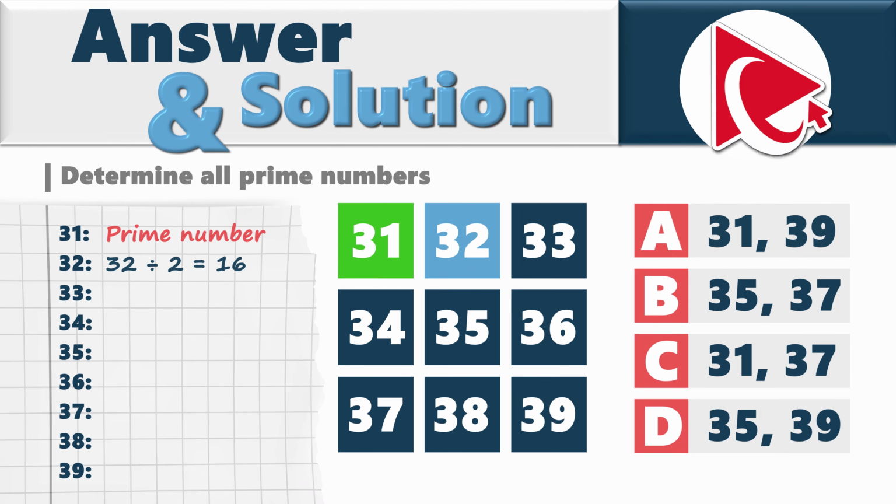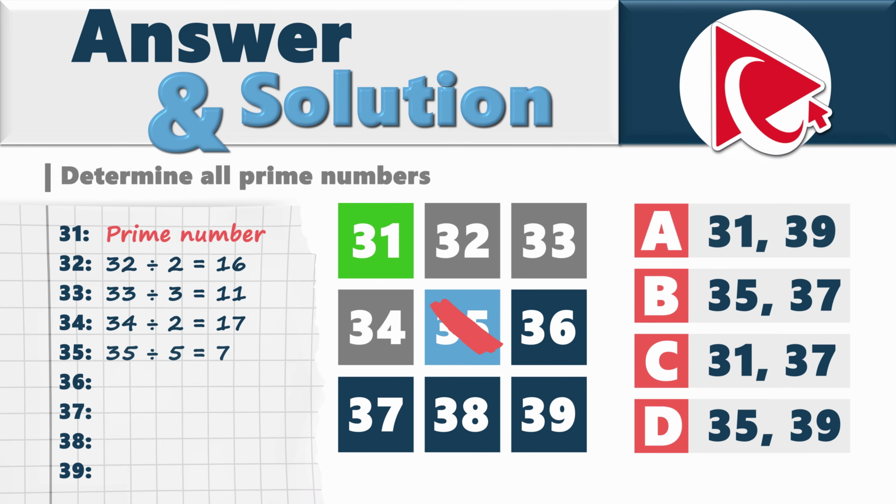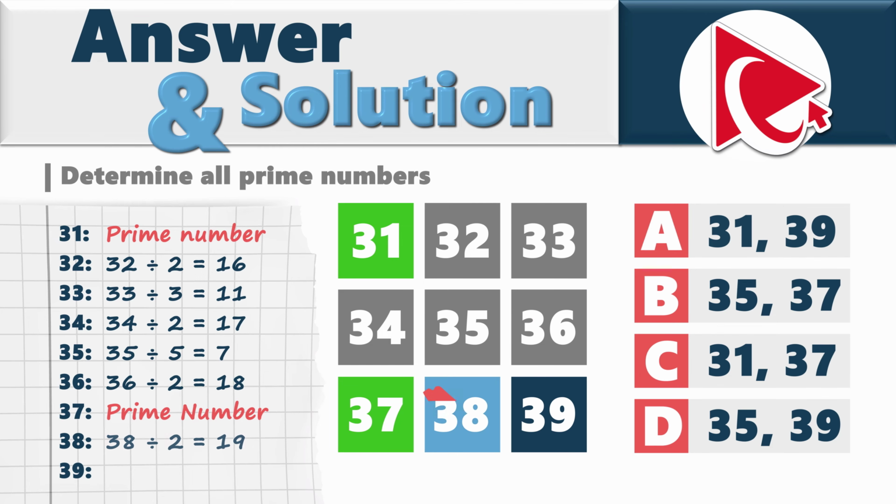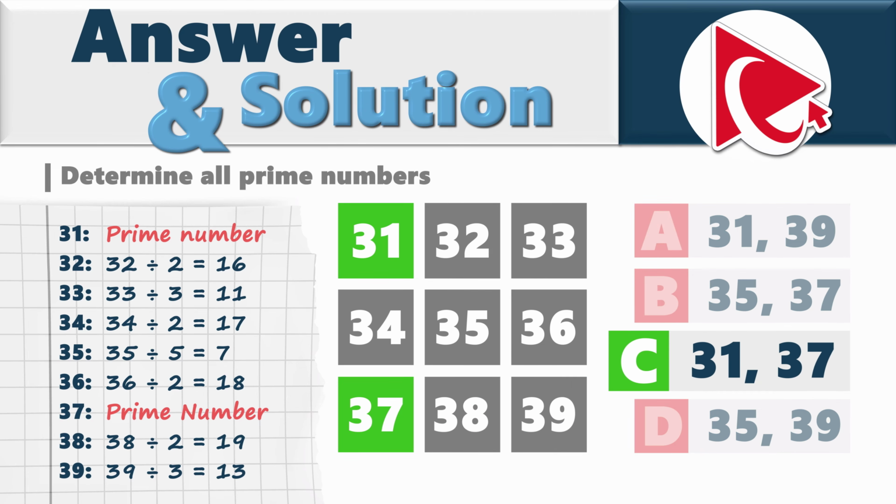32 can be divided by 2 and the end result of this is 16, so 32 is not a prime number. Same with 33, it can be divided by 3. 34 can be divided by 2, 35 can be divided by 5, 36 can be divided by 2, 37 is a prime number. You can go through the same chain of exploration as we did for number 31. 38 is not a prime number, and 39 is not a prime number. So the correct answer here is choice C, 31 and 37.